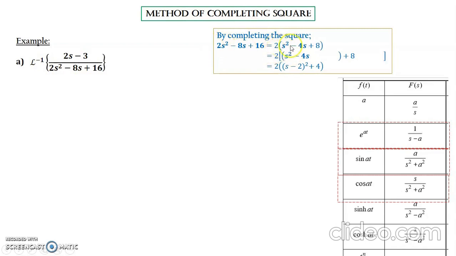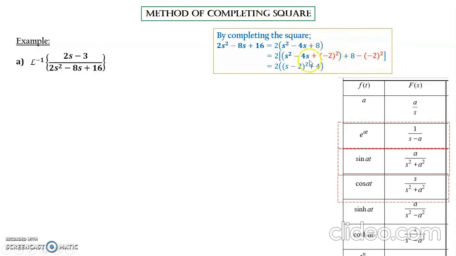So, saya dapat 2S kuasa 2 tolak 4S tambah 8. Okay. And then after that, kita rewrite persamaan ni. S kuasa 2 tolak 4S, tinggalkan ruang, tambahkan dengan 8, tinggalkan ruang. Okay. And then once you dah tinggalkan ruang ni, you tengok value dekat sini negatif 4. Jadi negatif 4 bahagi 2 sama juga dengan negatif 2. Jadi kita buat tambah negatif 2 kuasa 2, tolak negatif 2 kuasa 2.